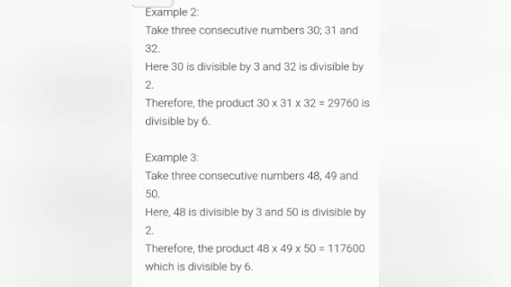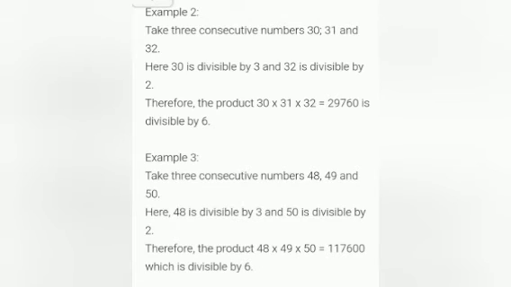To the second sub question of this. Take 3 consecutive numbers, that is 30, 31 and 32. लिया. 30 divisible by 3, 32 divisible by 2. So उनका product आता है 29 and 7 and 16, which is divisible by 6. So it is proved. Third example लिया हमने 48, 49, 50.